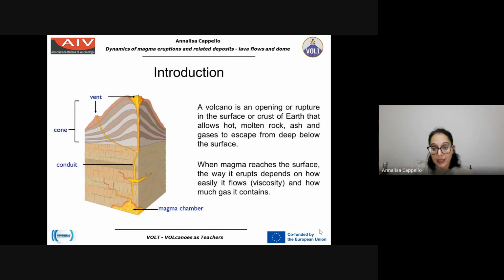So what is a volcano? A volcano is a very complex geological structure generated within the earth crust by the rise, following the eruptive activity, of a molten rock mass that formed beneath the earth's crust. The generic volcano is made up of a magma chamber, which is the underground reservoir where the magma that feeds the volcano is found.